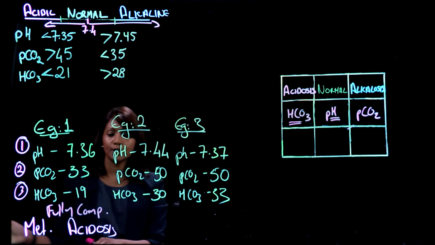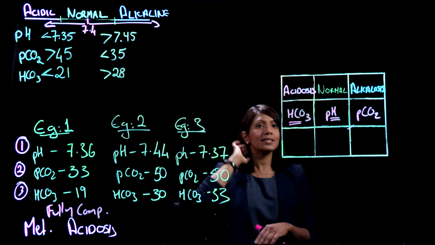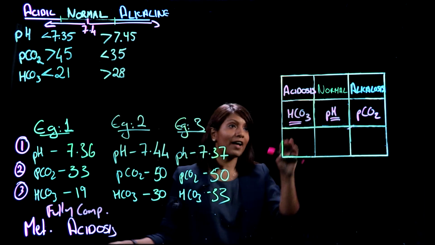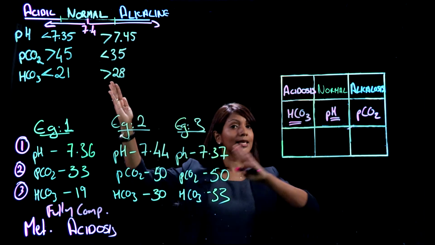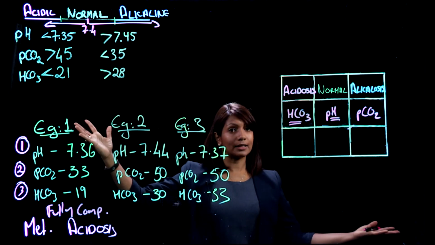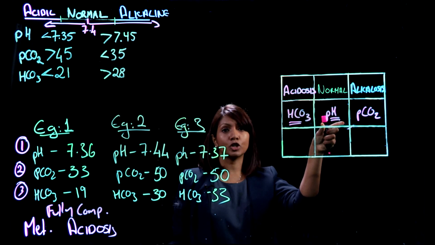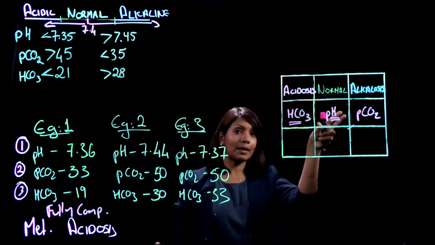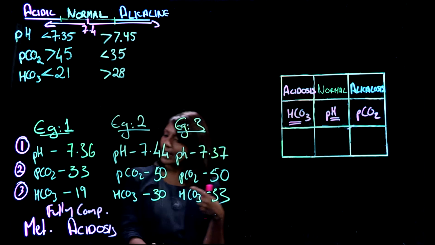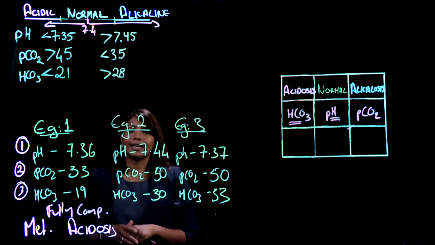Metabolic acidosis. So always remember, in full compensation, when the first value is going acidic, the other value will become alkaline, just like partial compensation. So they go the opposite way in order to make that pH normal. Okay? So now let's look at example 2.